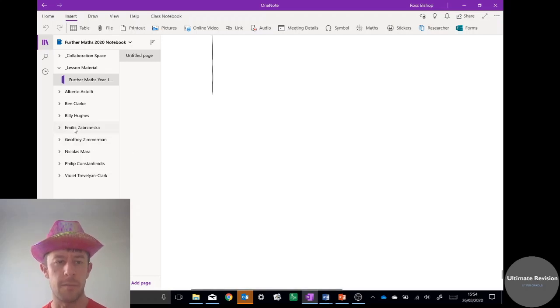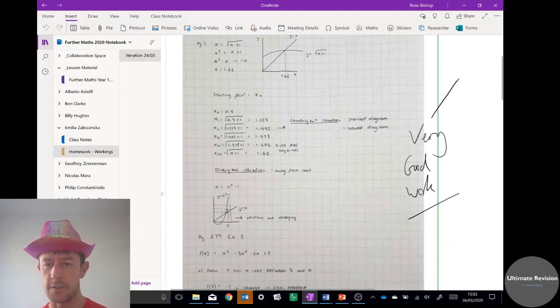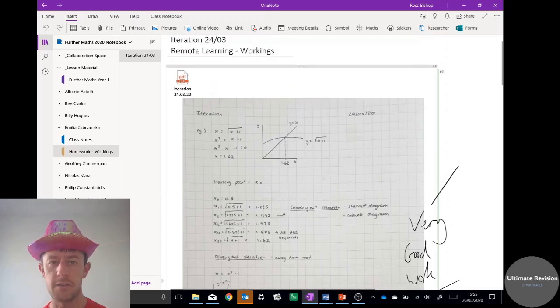There's some really good work coming in now on OneNote. Please continue to upload it to OneNote rather than sending me an email. It helps me massively. I can mark it much easier. So just remember, go onto your page, click on whichever page you want, and there it goes, and I've marked Amelia's work there. So please do that.